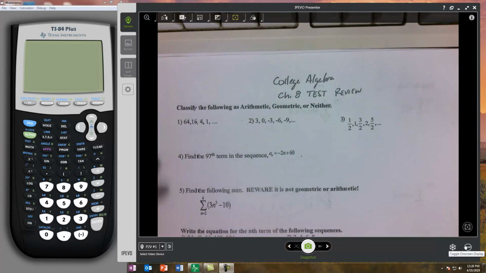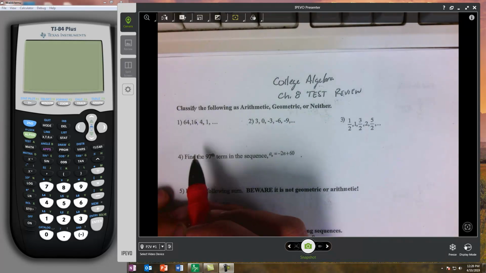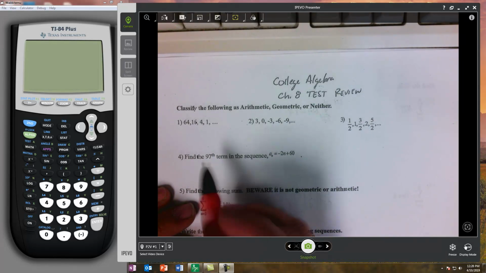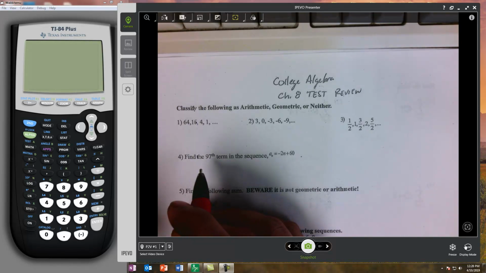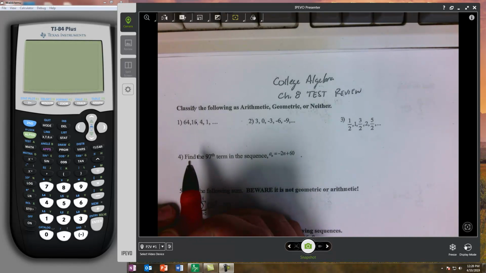Okay, so we're going to go through the test review for the College Algebra Chapter 8 test. It's coming up on Friday. So here, we're just going to go through it. These first three, we're looking to see if they're arithmetic, geometric, or neither. Arithmetic is when there's addition or subtraction that's repeated, and geometric is when it's multiplication or division.